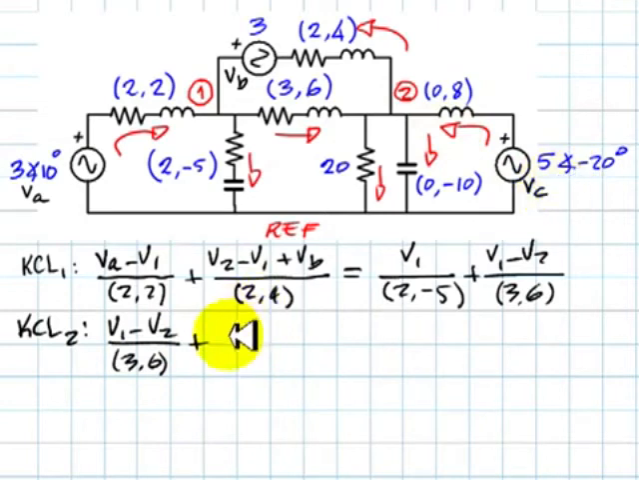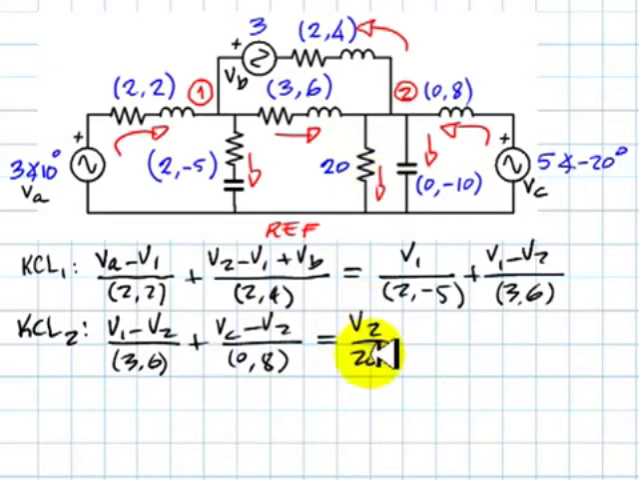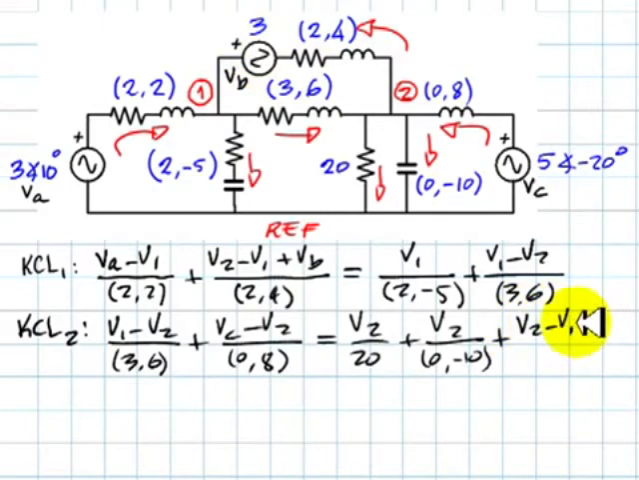Plus this current here, which is VC minus V2 divided by 0.8, equal to the current on this 20 ohm resistor, V2 over 20, plus the current in this capacitor, V2 divided by negative j10, plus the current on the top branch, which is, as we saw before, V2 minus V1 plus VB divided by the impedance of the branch, 2∠4. Those are the two equations, and the two unknowns are V1 and V2.